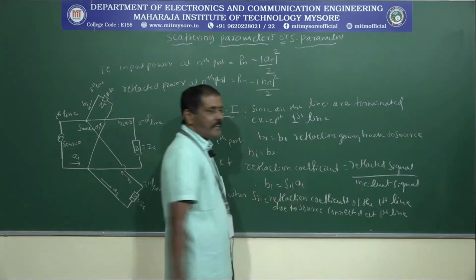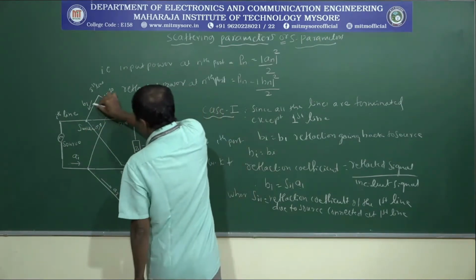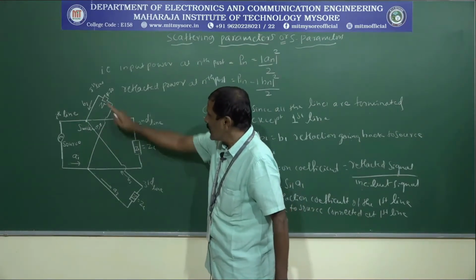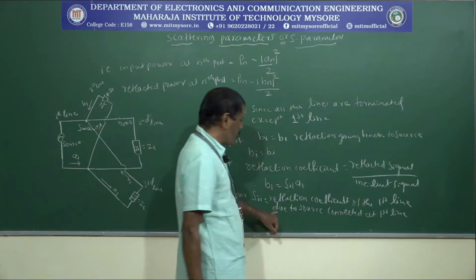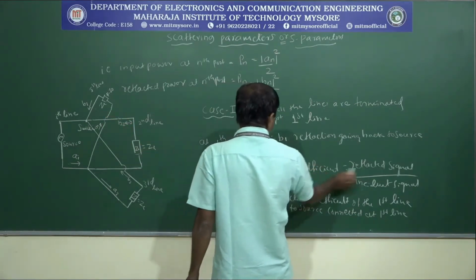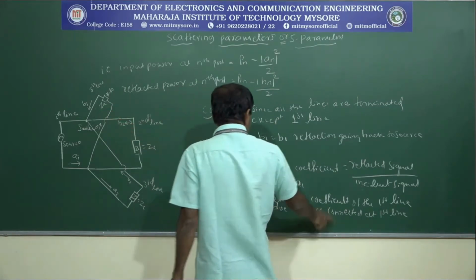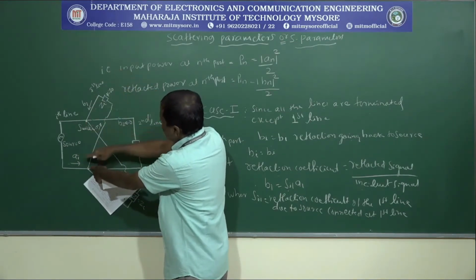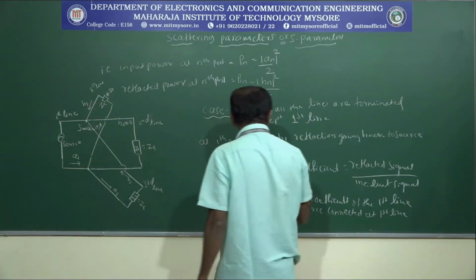Here A1 is the signal incident to port 1, or line 1, and B1 is the signal reflected from this line, and S11 is the reflection coefficient of the first line due to the source connected to the first line. What is the reflection coefficient? Reflected signal to the incident signal. Because ZL is not matched with Z0, the signal will be reflected back. So B1 divided by A1 is going to give us the reflection coefficient.